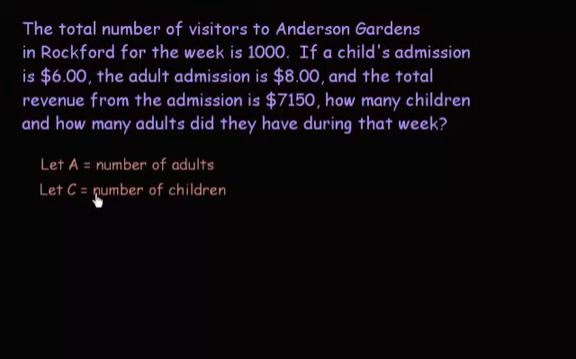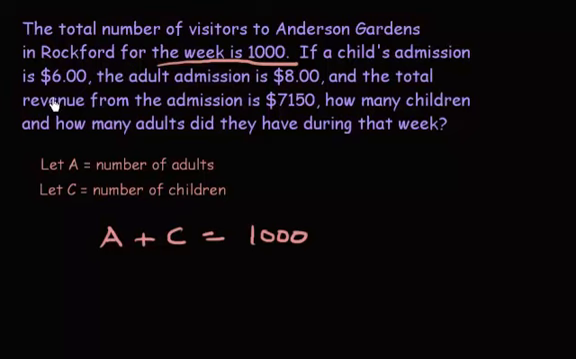Okay, so if A equals the number of adults, C equals the number of children, and we know that there were a total of 1,000 people there during the week, then one of the equations we know would be A plus C equals 1,000. Because again, the number of adults and the number of children were a total of 1,000 people. All right, so that's our first equation. Let's find the second equation.